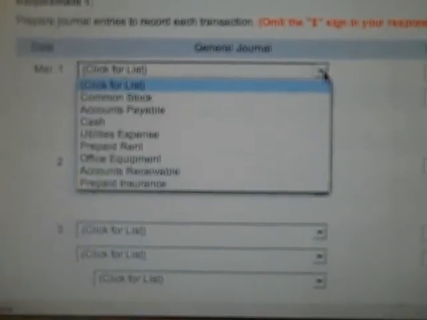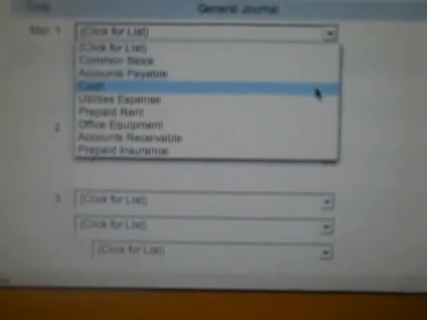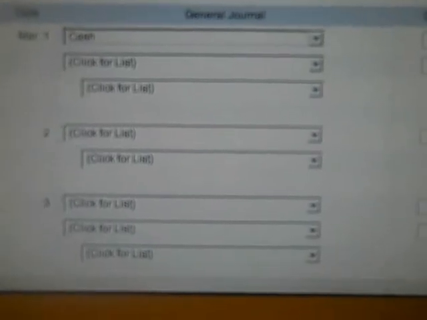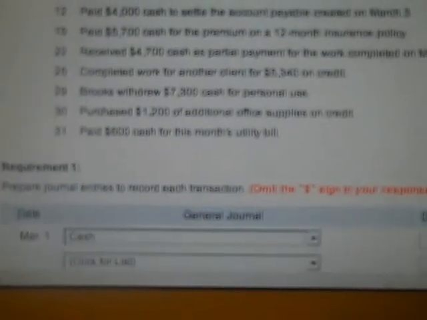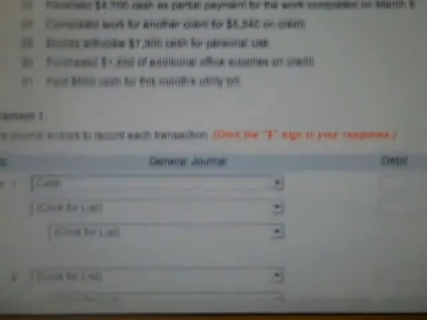Now the book is very nice in that it gives you the various types of accounts that you can deal with, and you can see here's cash right off the bat, and you know that that's one of the accounts you're going to be dealing with. And you go back up here and it says $170,000, and whatever you would do, you would then just debit that for $170,000, and you would just type that figure in. You do not do dollar signs, and then you would proceed to identify your other accounts.